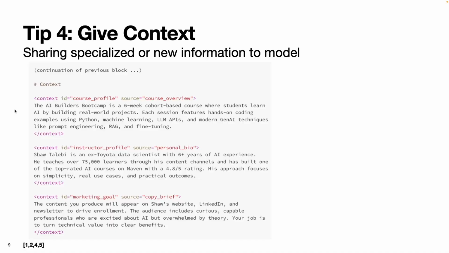Continuing on this copywriting example, a large language model is going to know nothing about my AI course. It's going to know nothing about me specifically in my background, and it's not going to know anything about my specific marketing goals with this copywriting task. So these are all things we can feed to the model as context. Here we have course profile.